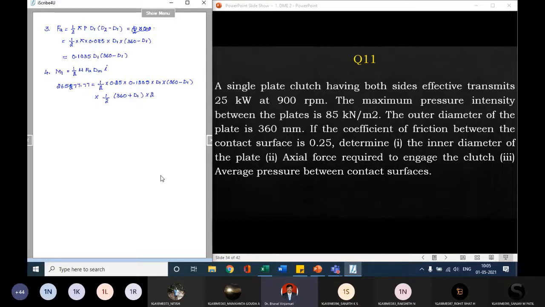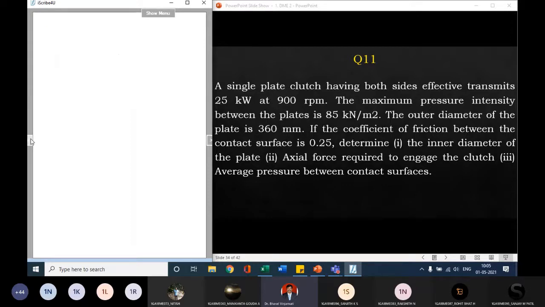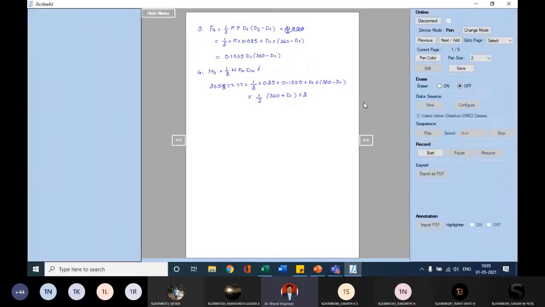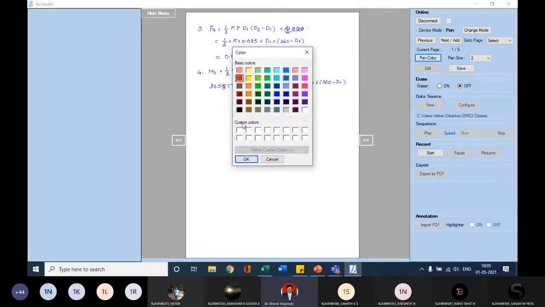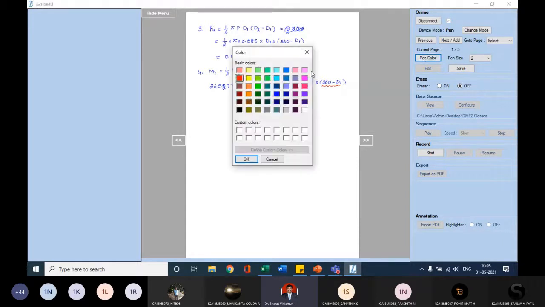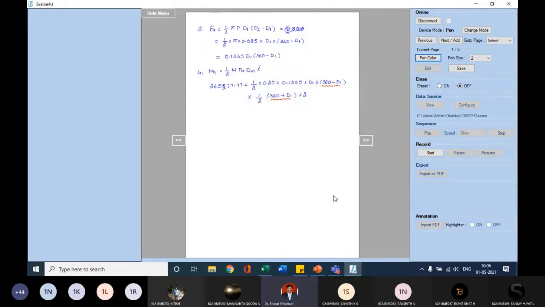Now when you are trying to solve this problem, you make use of this mathematical identity: 360 plus D1 and 360 minus D1 will be 360 square minus D1 square. This is what exactly we will be trying to use. So once you are done with this, come back with this analogy. Now you have 265277.77 will be equal to.